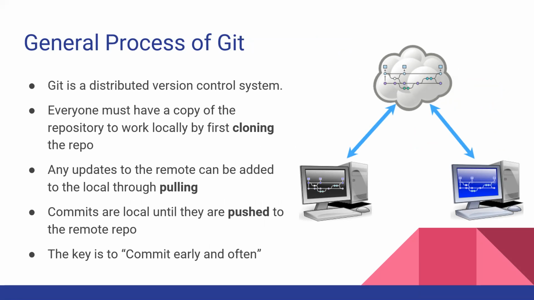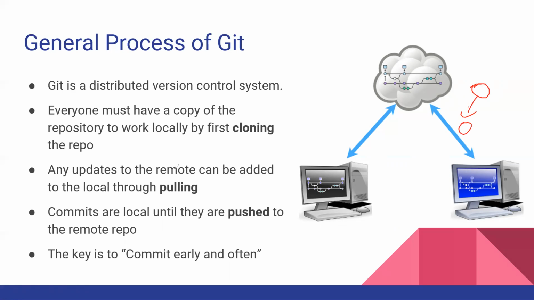So this is our general process with Git, right? Everyone has to have a copy of the remote repository. You first have to clone the repo. So what does that mean? Cloning it is just like the first time you get it. There's the repository here, right? And if you want to get this repo on your computer, you have to clone it.